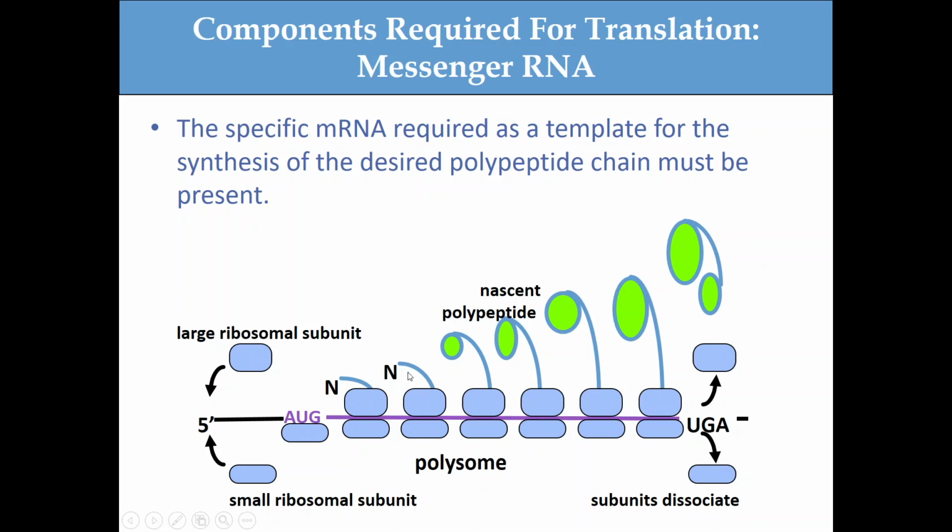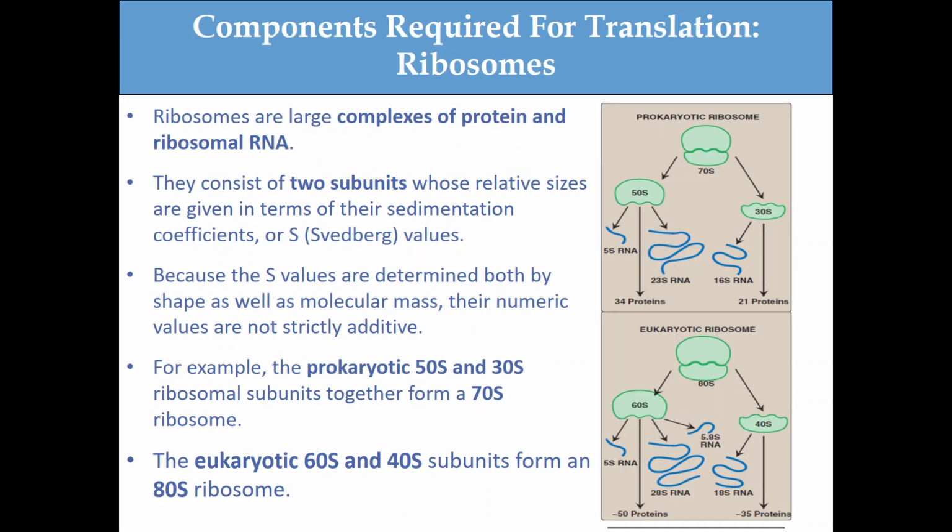Now you can see the nascent polypeptide growing, and eventually this ribosome reaches a stop codon, UGA in this case. And what happens? A release factor, eukaryotic release factor, eRF, comes in, and then boom, the two basically dissociate, and it stops right there. This is how translation occurs.